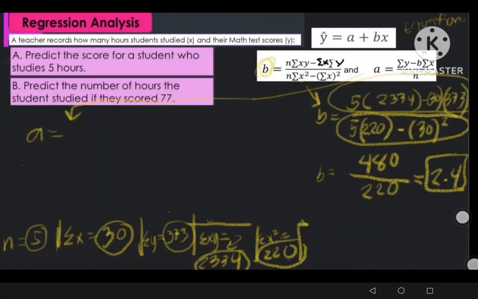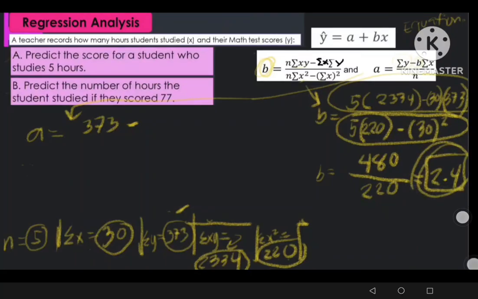We have the given formula there: the summation of y. The result of the summation of y we have here is 373. So we have 373, and then subtract b. The result of our b is 2.4 here, 2.4. And then the summation of x here, 30, in parentheses, and then divided by n.